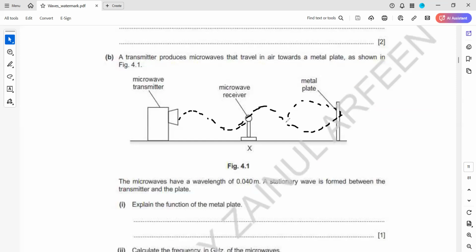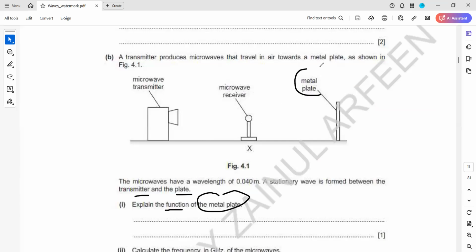And how do we confirm that there is a node and antinode? We have a microwave receiver. In some places this microwave receiver will record a high intensity microwave, and in some places it will record no microwaves, meaning nodes will be there. The microwave has a wavelength of 0.04 meters. A stationary wave is formed between the transmitter and the plate. Explain the function of the metal plate. What is the function of the metal plate here?